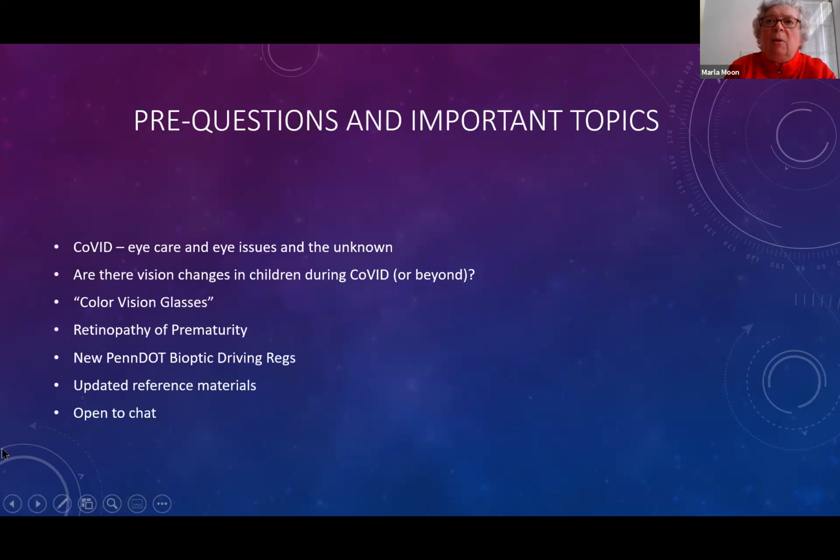Some of the things that were presented in the pre-questions that came in and topics that we'll be going over. We're going to be talking about eye care and eye issues and the unknown during the COVID. Are there changes that we are anticipating during COVID with children's vision or even adults for that matter, and even beyond? Well, we're also going to be looking at color vision glasses, which was a question that came up. A question also came up about retinopathy of prematurity.